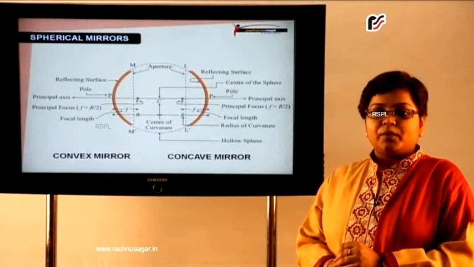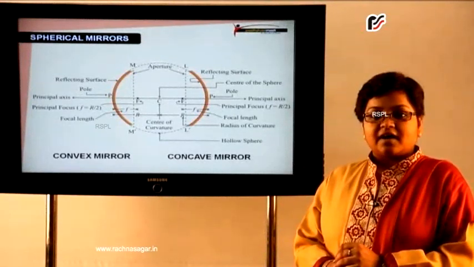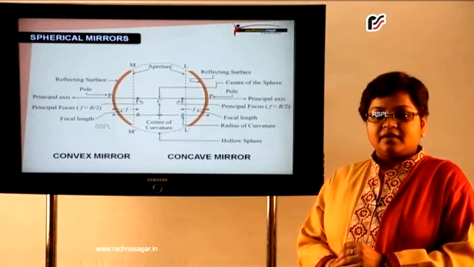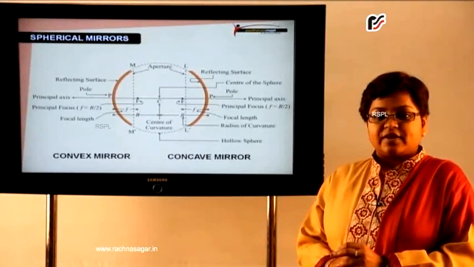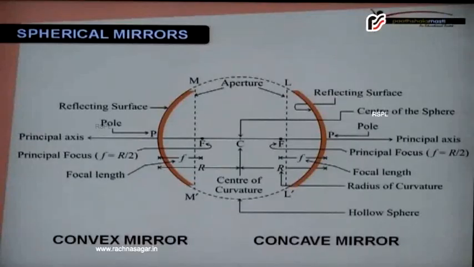Let us start with mirrors. There are two types of mirror, plane mirror and spherical mirror. Again, a spherical mirror is a highly polished curved surface. There are two types of spherical mirrors. One is the concave mirror, a mirror whose inner hollow surface is the reflecting surface is called a concave mirror.